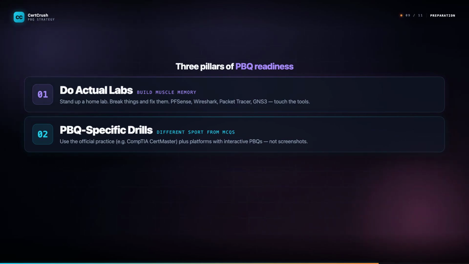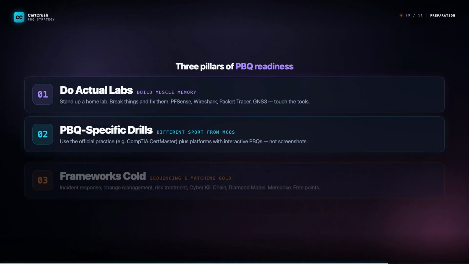Second, drill with PBQ-specific practice questions. Multiple choice practice and PBQ practice are different sports. Use the official practice test from the vendor when available. CompTIA's CertMaster practice is good for this. Supplement with community-recommended platforms that include interactive PBQs, not just screenshots.